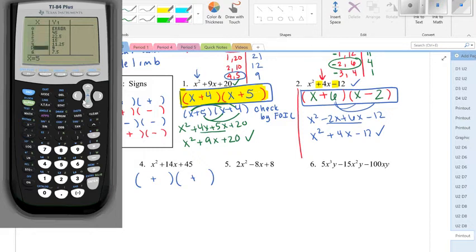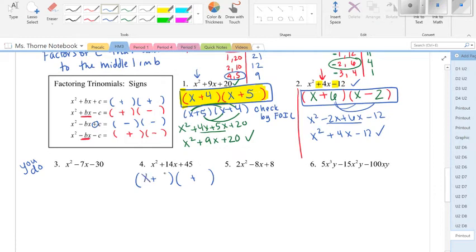So then I go down to 5 and 9. When I see 5 and 9, I say, oh, well, that's equal to 14. So that's my answer: x plus 5 and x plus 9. 5 times 9 gives me 45, but when I add those together, I get 14. So hopefully you've done number 3 as well. Oh, and if you haven't, pause the video and do it, and then let's go ahead and check your work.